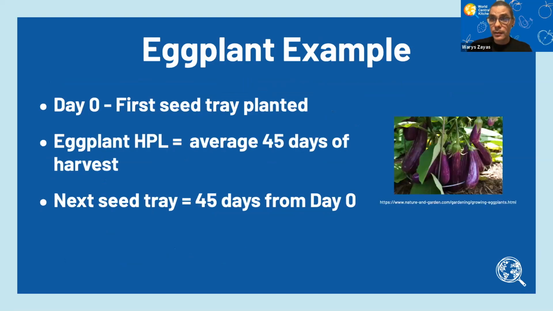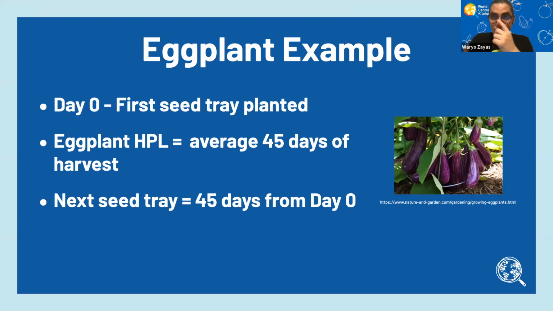If I am planning to have a production of eggplants over two seasons, we start planting the seeds at day zero. Day zero is when you make your first seed tray to plant, and I say to make it this way, using trays and seedlings, because eggplants are better done by transplanting than by direct seeding because of the size of the seed.